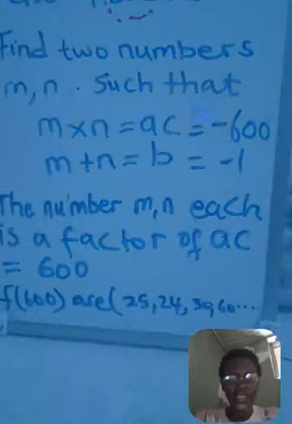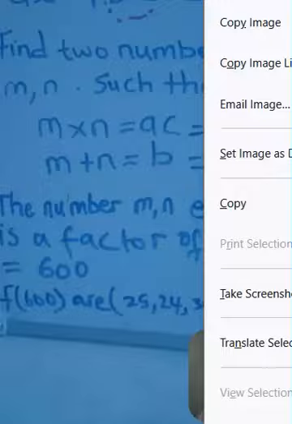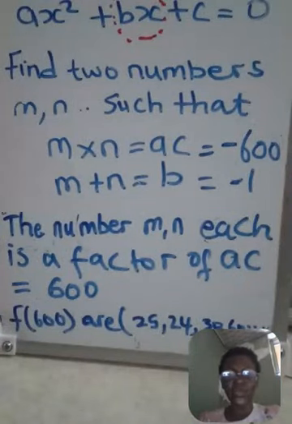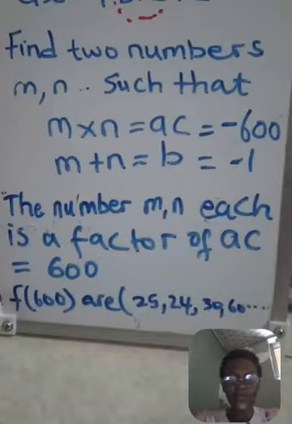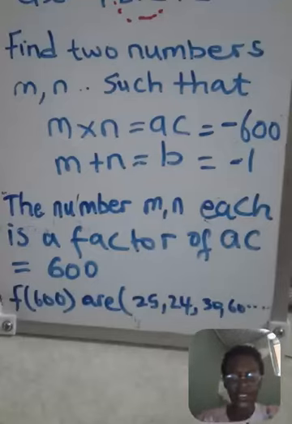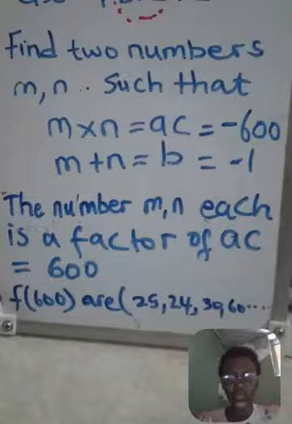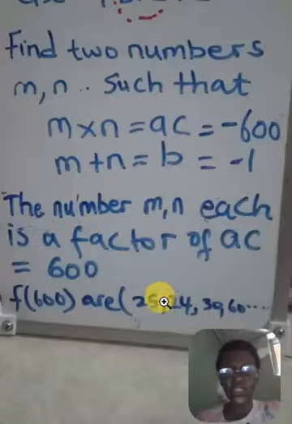Your guess is as good as mine. The numbers that fit into m and n are 25 and 24. 25 and 24 are factors of 600. Yes, the factors of 600 go on, but out of the list of the factors of 600, 24 and 25 will fit into what we need.